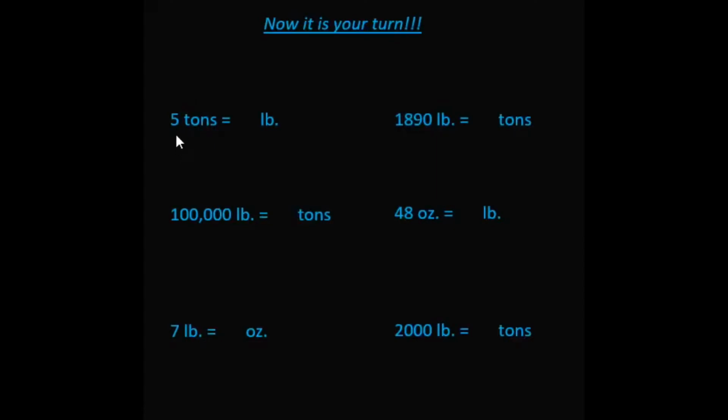Okay? So the first one says 5 tons equals how many pounds? The next one says 100,000 pounds equals how many tons? The next one says 7 pounds equals how many ounces? Next says 1,890 pounds equals how many tons? The next one says 48 ounces equals how many pounds? The next one says 2,000 pounds equals how many tons?